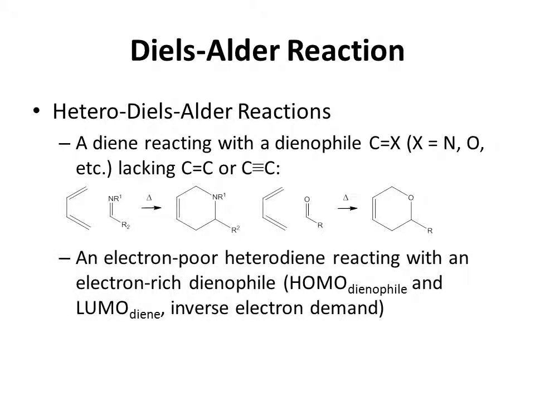The electron-poor heterodiene can also react with an electron-rich dienophile. In this case, the HOMO of the dienophile and the LUMO of the diene are what are reacting. This is the same as inverse electron demand. So as you can see in the example, an alpha-beta unsaturated imine is reacting with an electron-rich dienophile to produce a product.